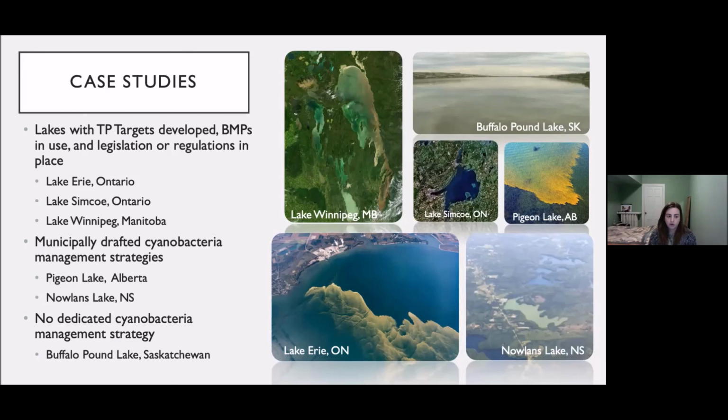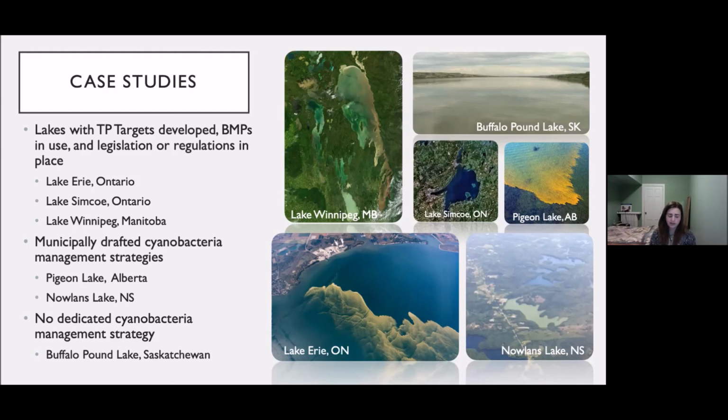The next category is lakes that have municipally or locally developed management strategies for cyanobacteria blooms. These lakes are actively monitored by local watershed groups and have conducted lake water quality studies and bloom causation studies for the lake watershed. BMP use is promoted by the watershed groups, though they lack legislative authority to enforce them. And they've also all published education documents on the risks associated with blooms and some of the causes. Phosphorus loading targets have not been developed. So that's for Pigeon Lake in Alberta and Nolan Lake in Nova Scotia.